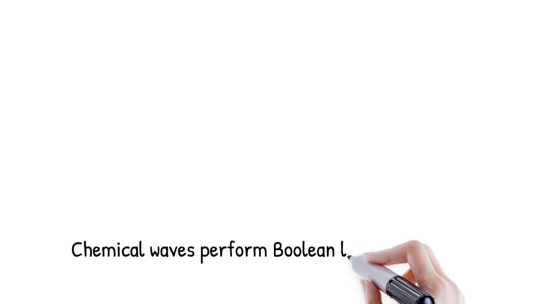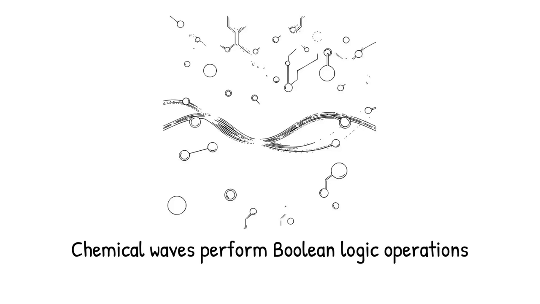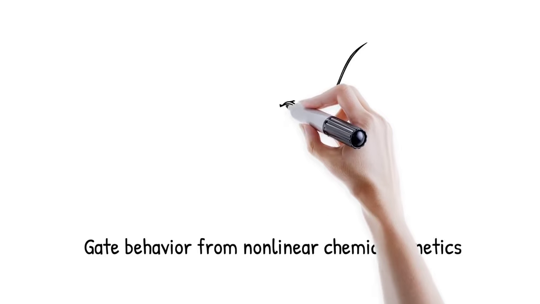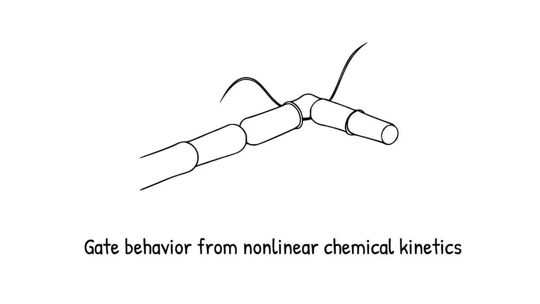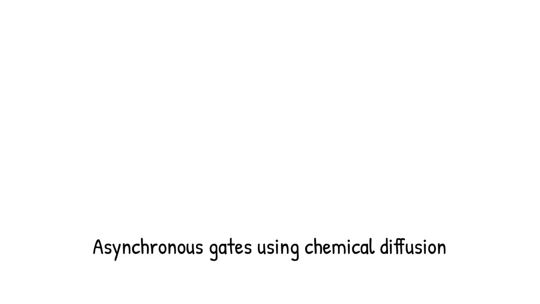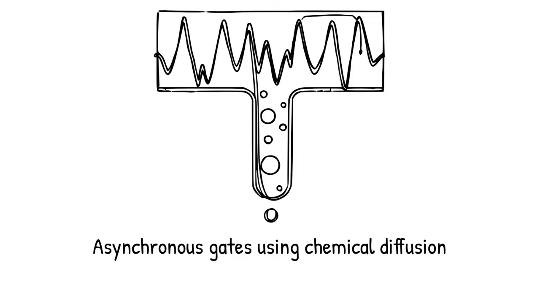Oscillating chemical media support logic operations by using concentration waves as information carriers. In microstructured environments, wavefront intersections implement Boolean functions. Colliding pulses can annihilate, representing AND, or pass through, representing OR. Gate behavior emerges from the nonlinear kinetics of activator-inhibitor species, such as in the Belousov-Zhabotinsky BZ reaction. Spatial confinement and channel geometry tune wave speed, refractory periods, and interaction outcomes. Such gates operate asynchronously and without external clocks, relying solely on chemical kinetics and diffusion.